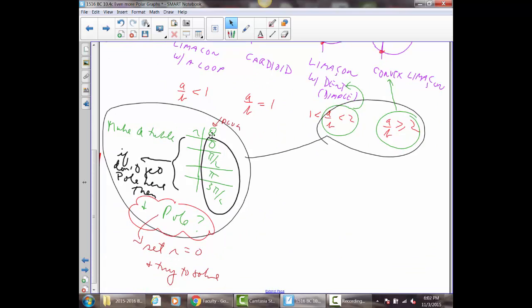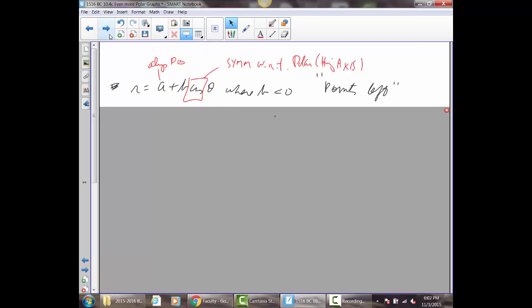So as I said, we're going to make a table. We're going to plug in the thetas, which is the second column. We're going to evaluate r, but it's good to have them in that order, r comma theta. And we're always going to pick 0, pi over 2, pi, 3 pi over 2, because that'll give us the intercepts. If you do not get 0 here, if you don't get the pole here, then you'll have to do a separate check for the pole. You'll take your equation, replace r by 0, and try to solve.